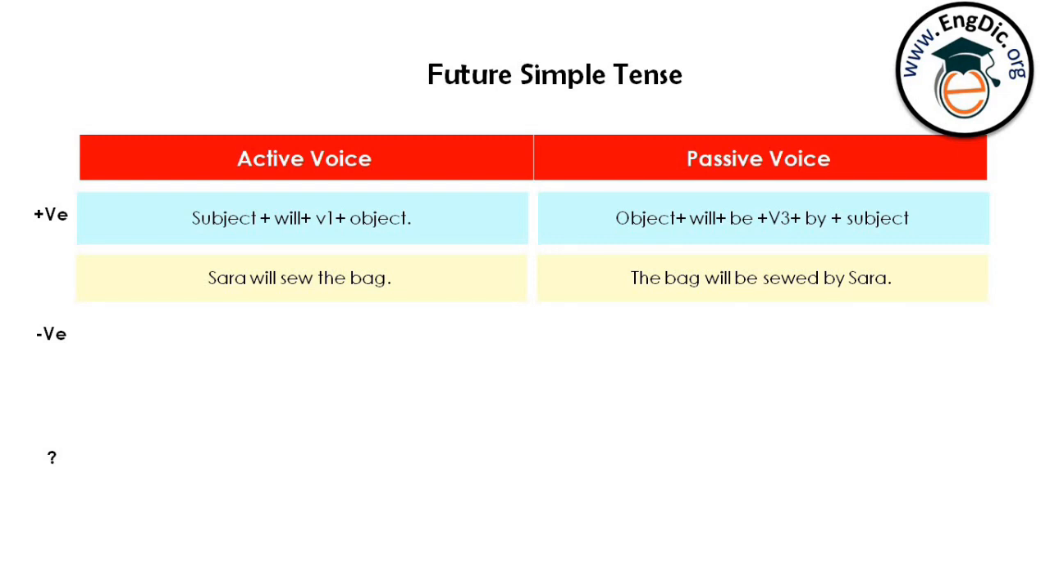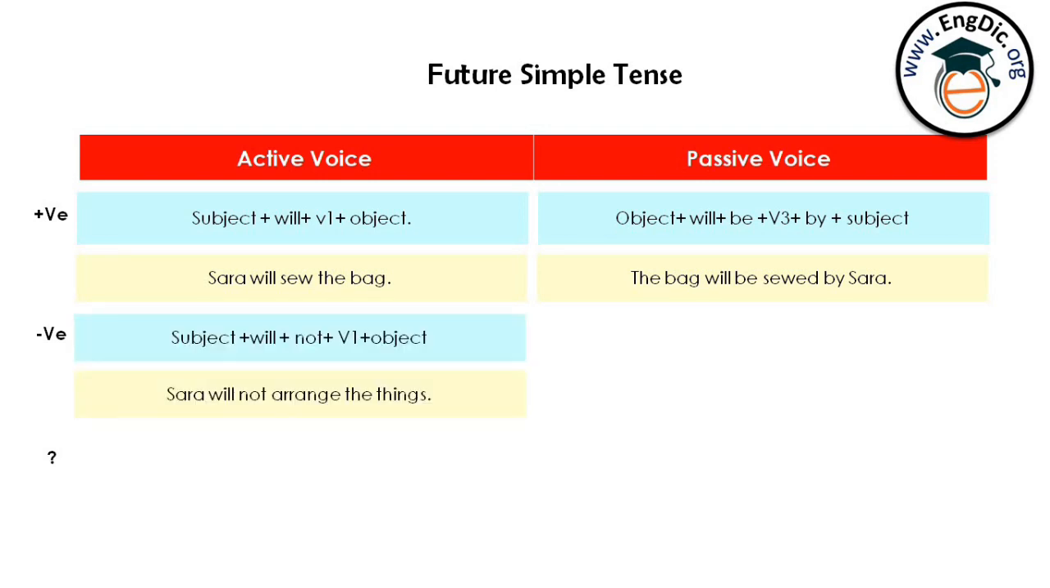Moving towards the formation of negative sentence. First we have to put the subject, then will, then not, first form of verb, and then the object. Subject will not, first form of verb, and then the object. Sarah will not arrange the things. We have put Sarah, the subject, and then will not, first form of verb arrange, and then the object the things.